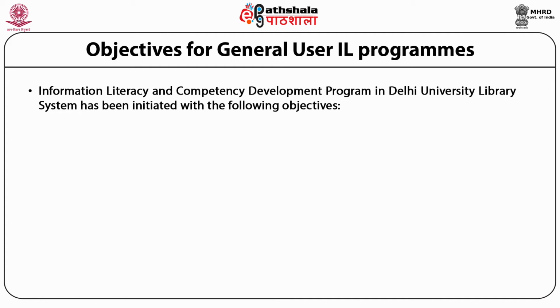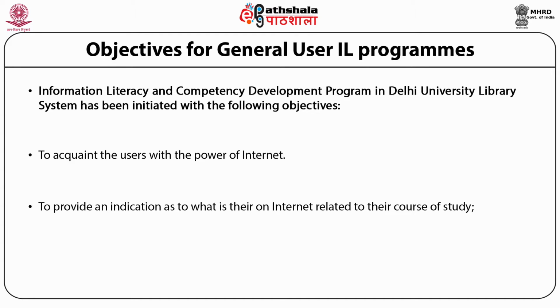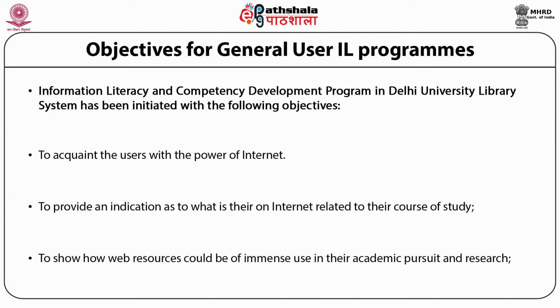Now let's see the objectives for the general user information literacy programs. The information literacy and competency program in Delhi University Library System has been initiated with the following objectives for the general users. The objectives of this program are to acquaint the users with the power of the internet, to provide an indication as to what is there on the internet related to their course of study so that they can use the information available there for their research and study purposes, and to show how web resources could be of immense use in their academic pursuit and research.